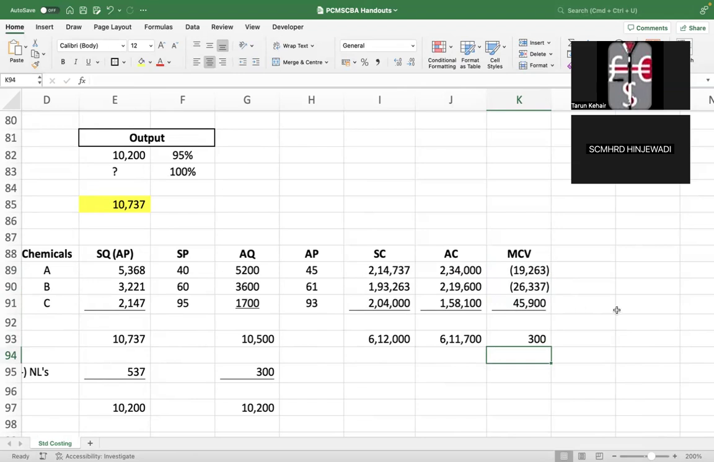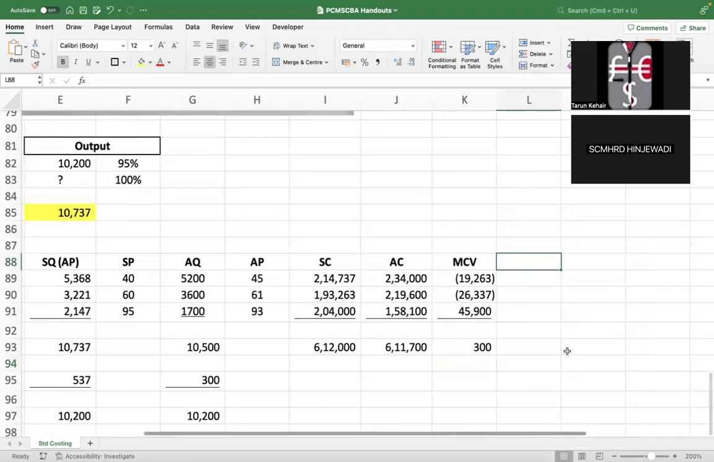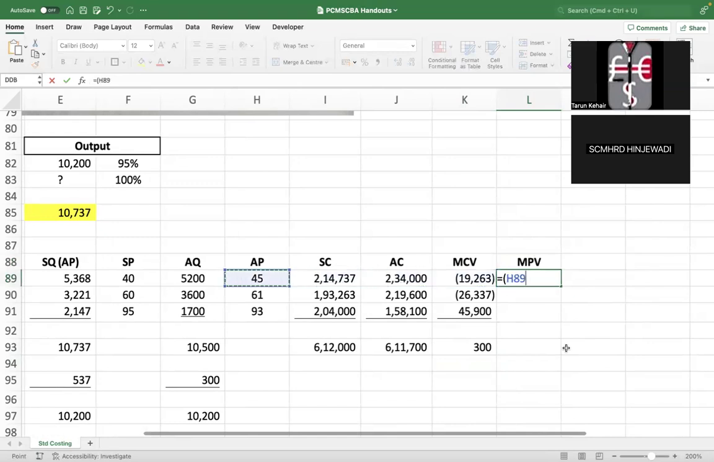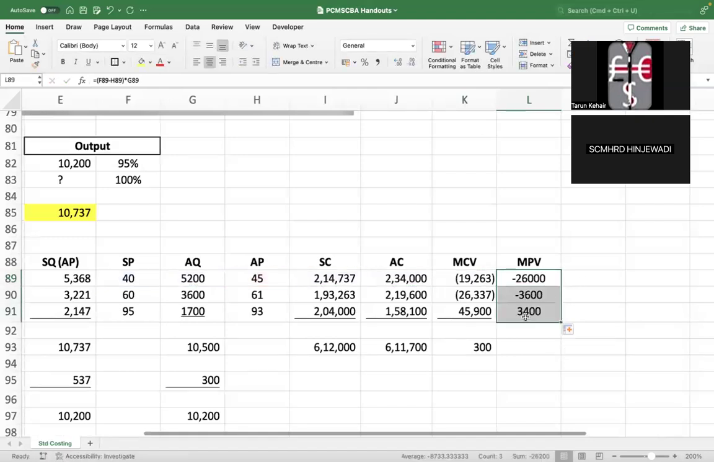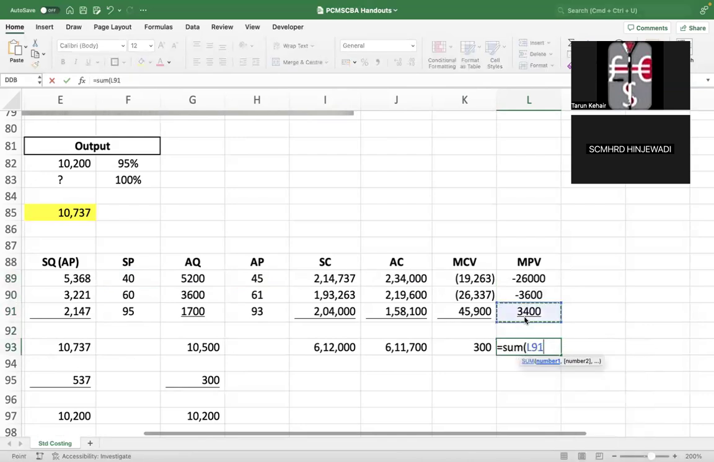Okay. Then we will do the material price variance, which is standard price minus actual price into actual quantity. You will see that the price variance is negative. What does it mean?